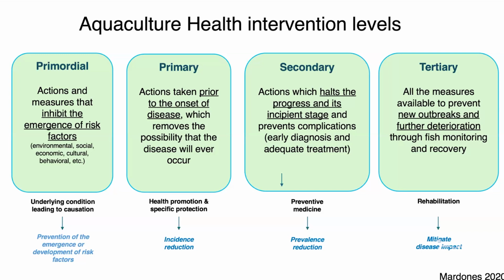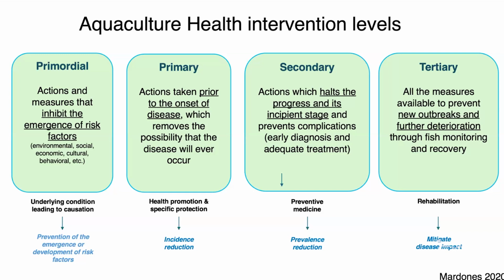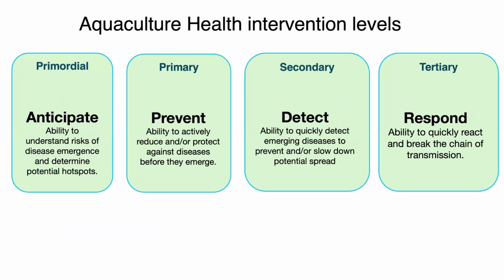And even before that, you have the primordial intervention level. And this is where spatial plays a role. You are targeting the underlying condition that leads to causation. Here you prevent risk factors for the development of the disease. And this is where spatial epidemiology plays an important role. You can translate these levels for anticipate, prevent, detect, and respond.